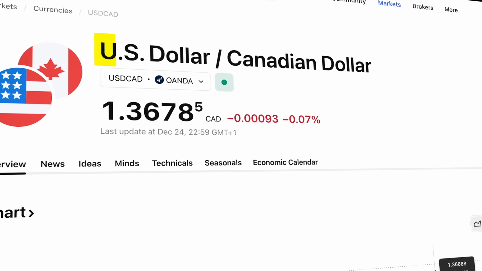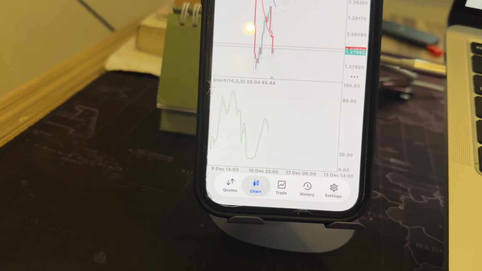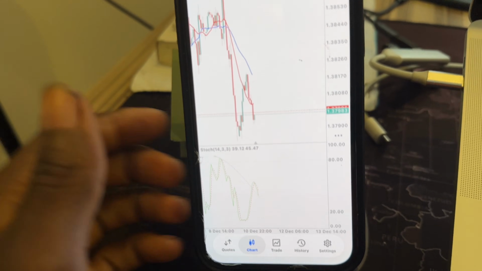Two hours later, I found a position on USDCAD. By the way, this challenge is only for 48 hours, so we have to make use of every bit of time that we have. This is exactly the position I was looking at on USDCAD.